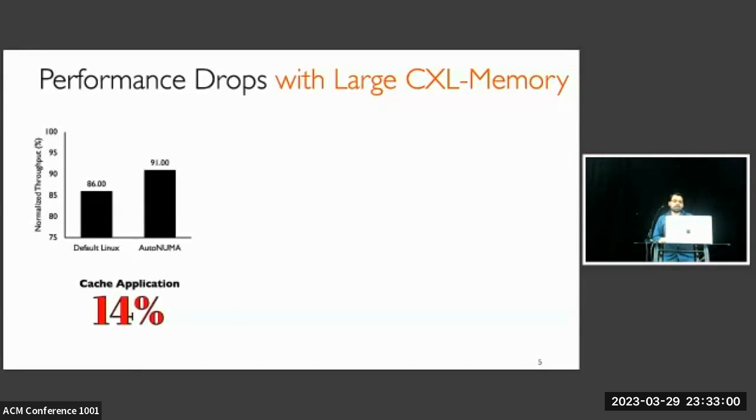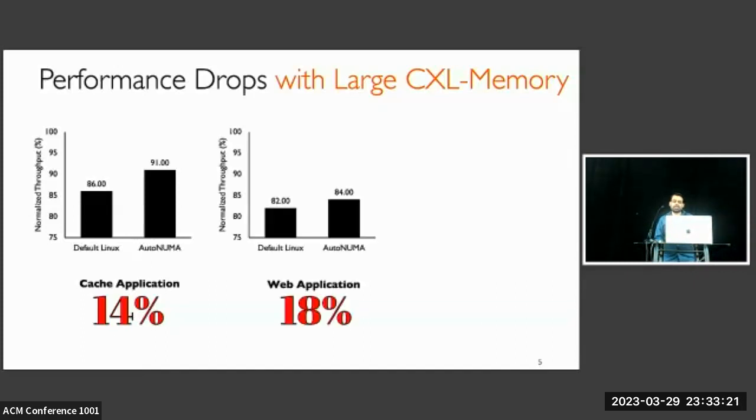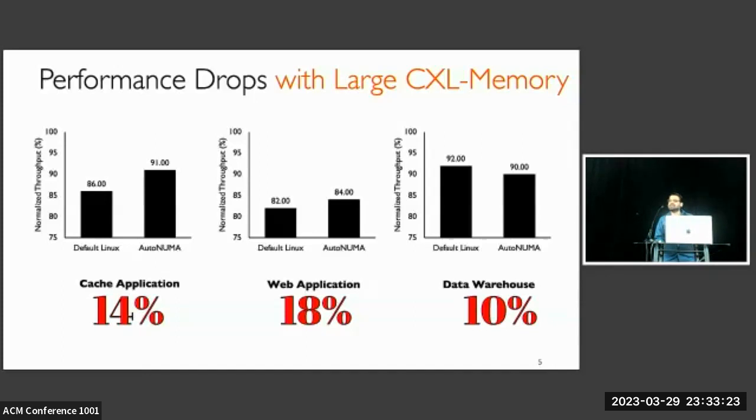There is another feature in Linux, AutoNUMA, which can promote or demote pages across different tiers. But it also fails when the CPU attached memory is under very tight constraint. At this point, AutoNUMA's performance drops more than 10% for cache applications. And the same happens for other applications like web applications or data intensive data warehouse applications.